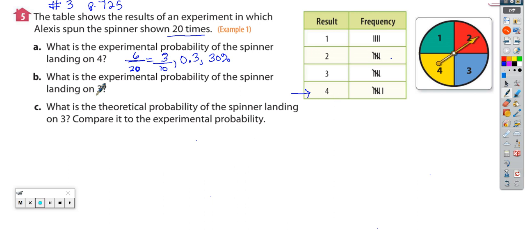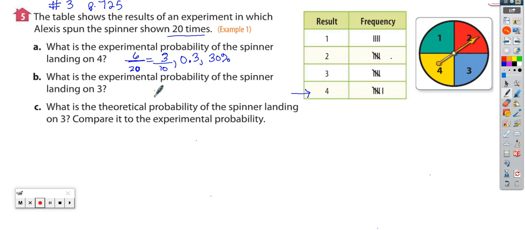B says, what is the experimental probability of the spinner landing on 3? And then C says, what is the theoretical probability of the spinner landing on 3? And then compare. I would like you to pause the video and complete B and C. When you are ready for me to go over that with you, go ahead and push play.